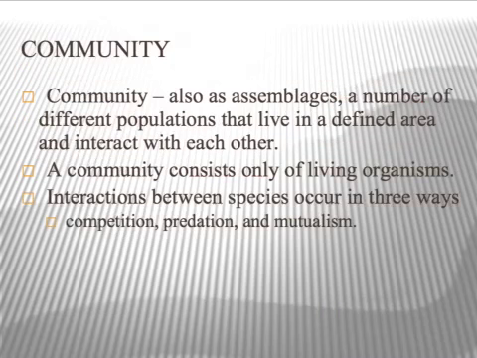The community, our next level in our levels of organization, is an assemblage of a number of different populations that live in a defined area. So they have to have a defined area and interact with each other. A community consists of only living organisms. That's going to be the distinction between our next level, the ecosystem. Interactions between species occur in three ways: competition, predation, and mutualism. And this is some of the stuff that we will talk about and we did in the Oh Deer activity in class.